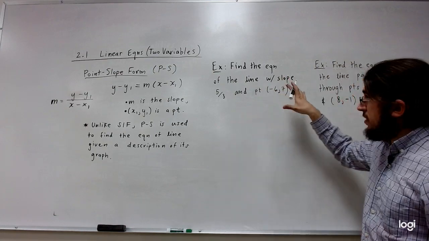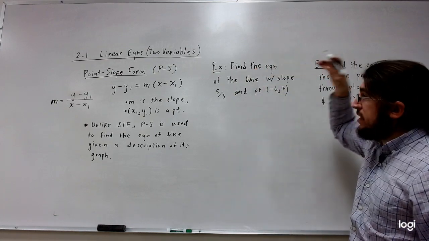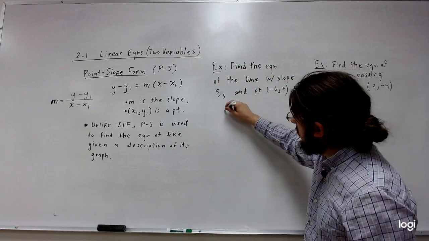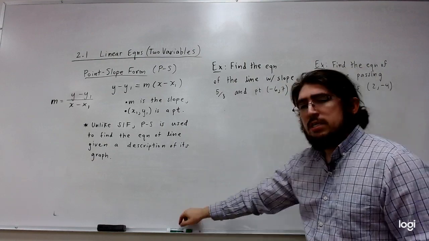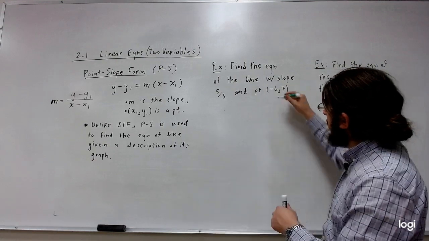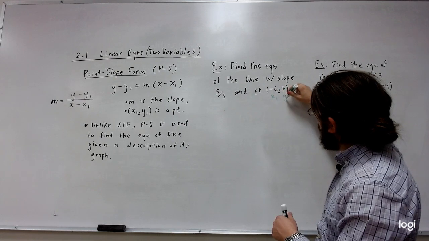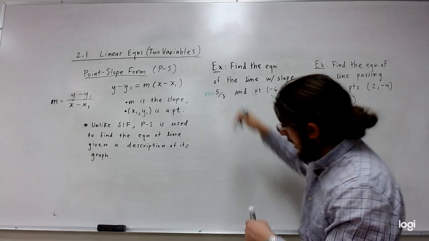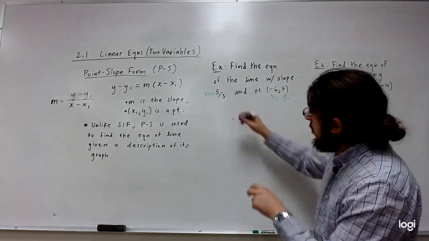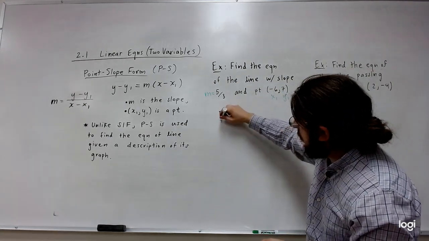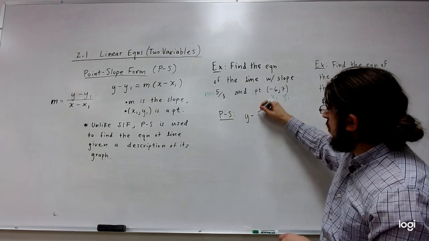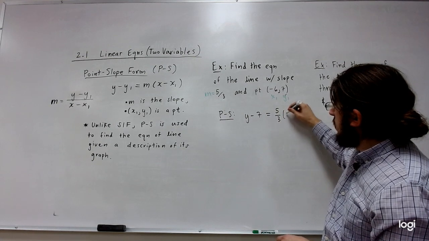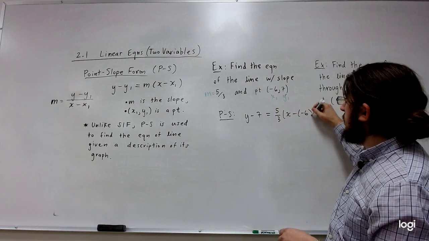So here's a description of this graph. We want to find the equation of the line with this slope and this point. Fairly straightforward because point slope tells us, well, first we have to label things. So let's label this point as x1, y1. And now, of course, the slope is m. So now we can write, according to point slope, our equation as y minus y1, so y minus 7, is equal to the slope, 5/3, times the quantity x minus negative 6.